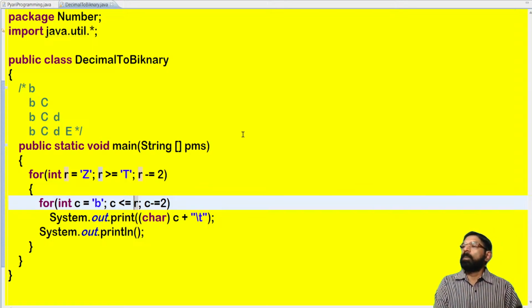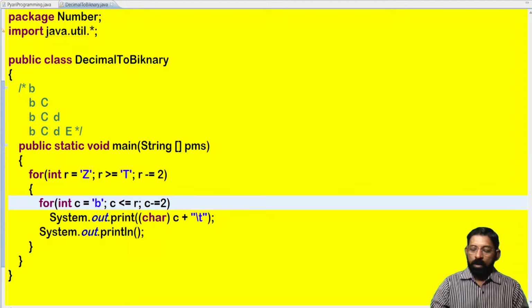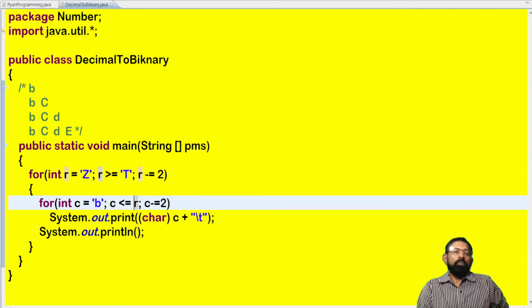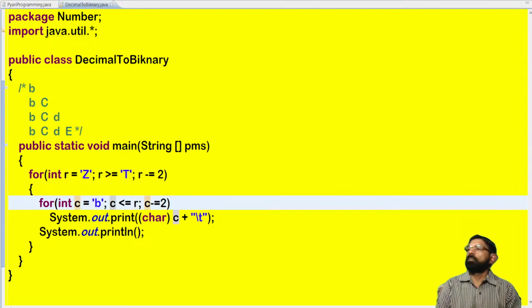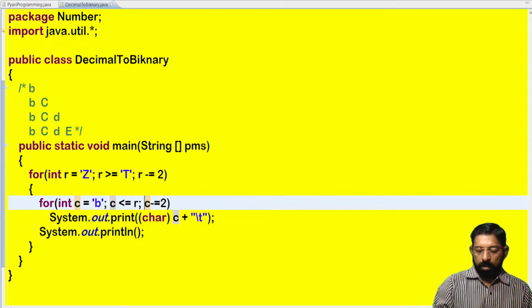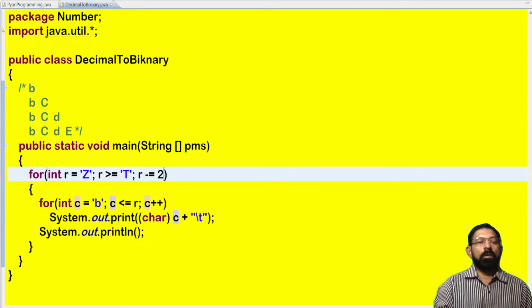Then C plus plus or minus minus. C plus plus. Okay, C plus plus. Now let's move on. R is equal to how much?